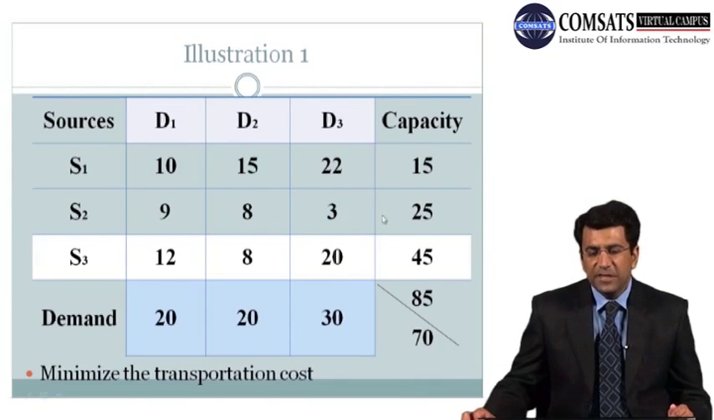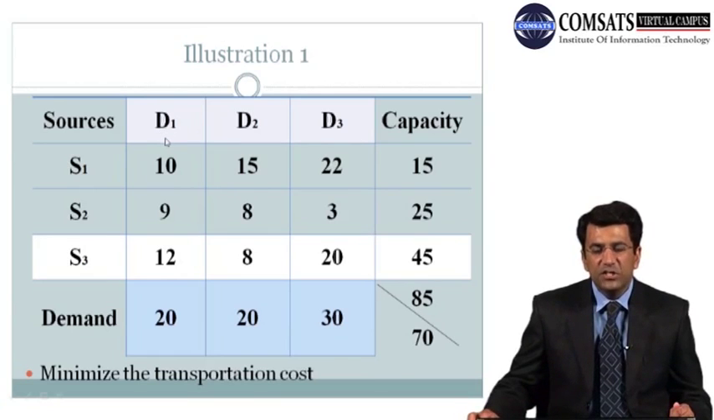So this is the situation we will discuss in today's lecture. Again class, let's take the example of a practical scenario. Suppose that we have 3 sources of supply or 3 factories, that is S1, S2 and S3. Again, there are 3 destinations, that is D1, D2 and D3. The supply capacity of source S1 is 15 units. The supply capacity of source S2 is 25 units, and the supply capacity of S3 is 45 units. And therefore the total supply capacity of all of these 3 sources is 85.